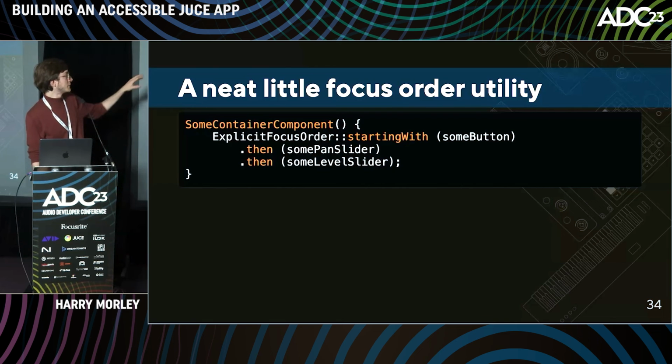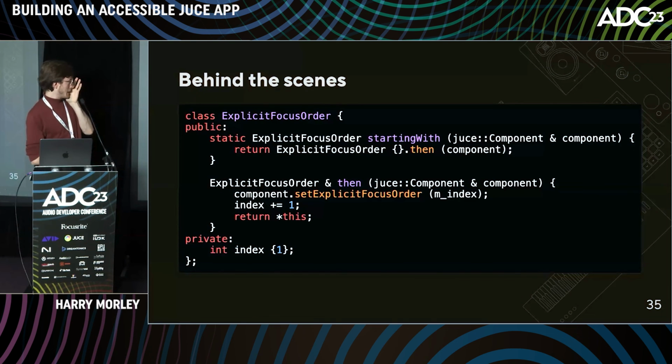What we can do is make a little tool. I'll show you the implementation in a sec. We can say, hey, I want it to start with this component, then I want it to go here, and then I want it to go here. Sort it out. And we can call this whenever the order needs to change. To make something like this, this is a redacted view. There's a few constructors and stuff that you'll need to delete and whatnot. This utility is in the repository, in the utilities directory. Essentially, you want some sort of static method called starting with that will return this explicit focus order class.